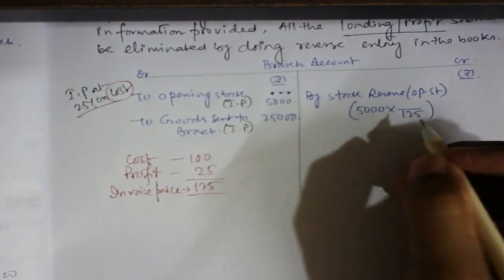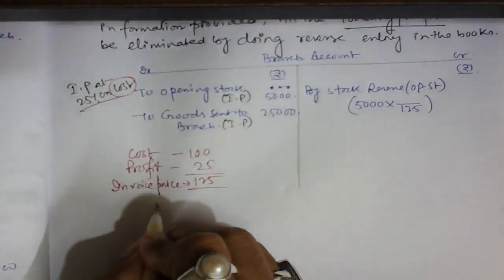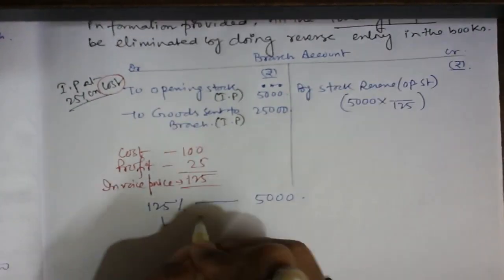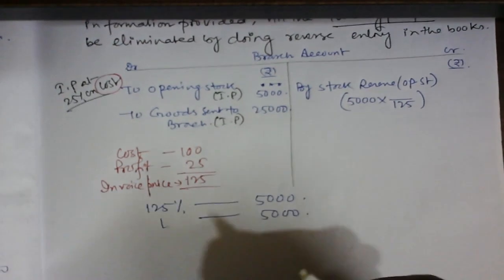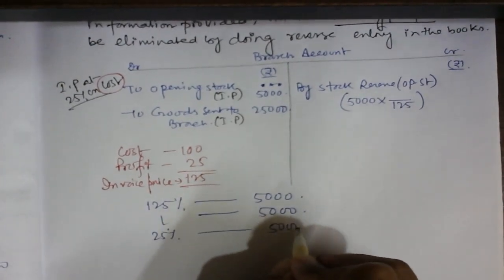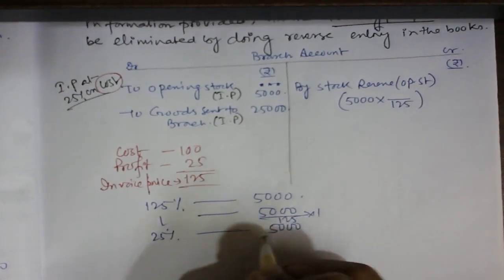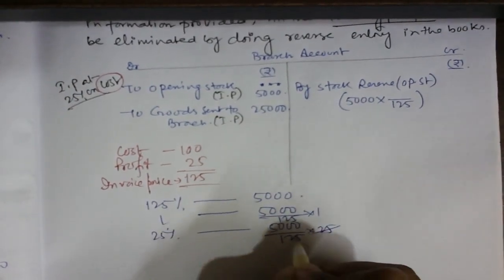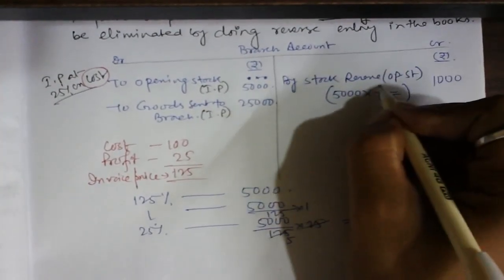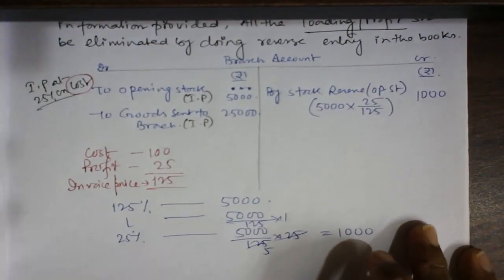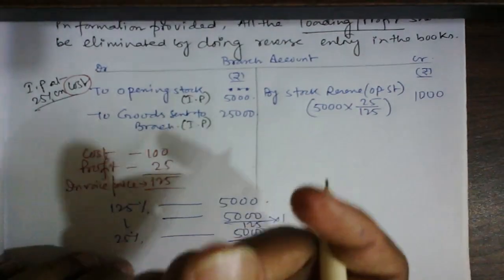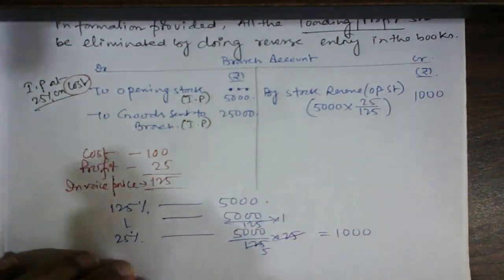I am doing just the unitary method. If 125% is equivalent to 5,000 rupees, then I want to know my cost. So I need to deduct my 25% profit. 5,000 divided by 125 into 25 is 1,000. So the loading amount is 1,000. Once I deduct this 1,000 from the debit of 5,000, the net adjustment is 4,000, which is nothing but the cost.